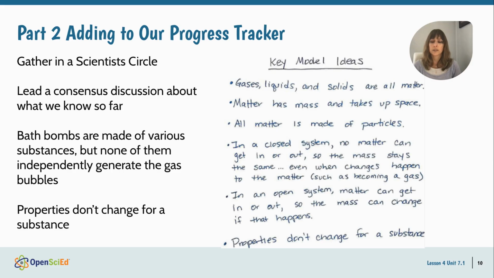There are 2 parts to the discussion. First, just remembering what we found out about the ingredients, that bath bombs are made of lots of different ingredients and that none of them create the gas bubbles on their own when they mixed with water. Then you're going to shift to capturing the idea that we're going to come back to again and again. This is that properties don't change for a substance. And you'll add this new key idea to your poster. You can see that here at the bottom.